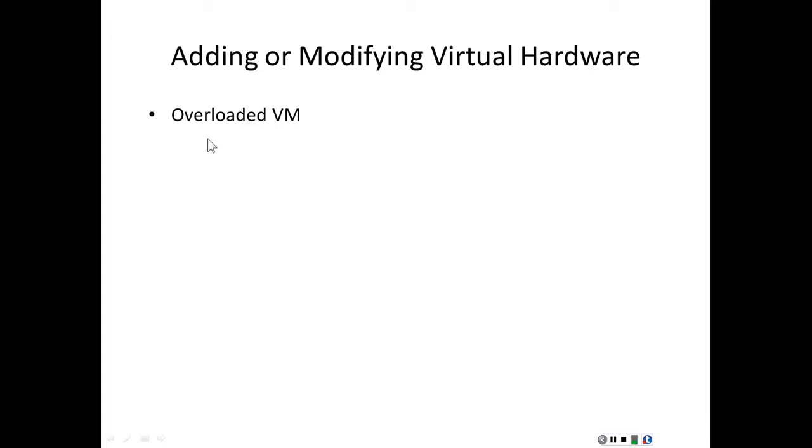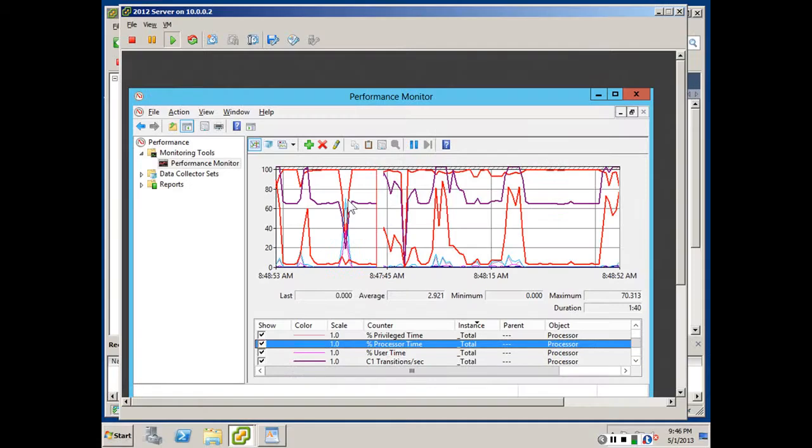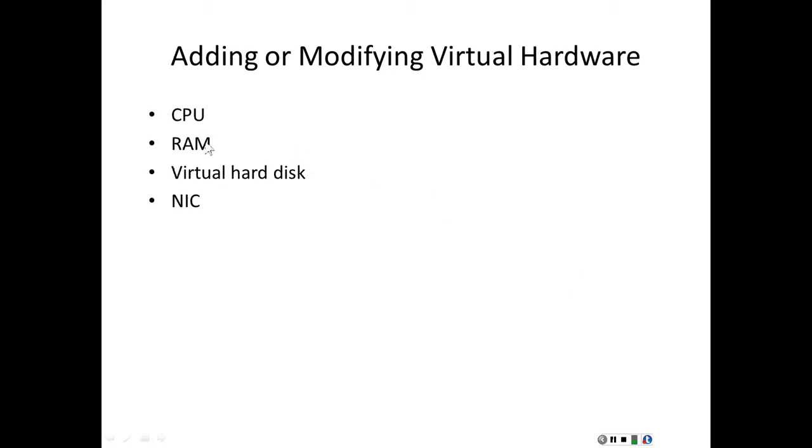And let's look at the situation where we have an overloaded virtual machine. We see that this is maxed out on RAM, maxed out on processor utilization, and maxed out on disk space. So what we can do is allocate additional CPUs, more RAM, more hard disk space, and additional network interface cards. So let's look at adding and modifying virtual hardware.